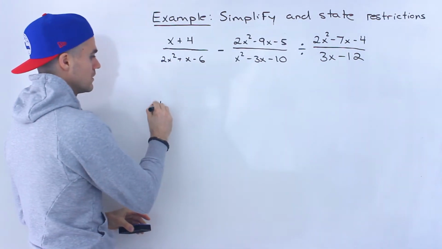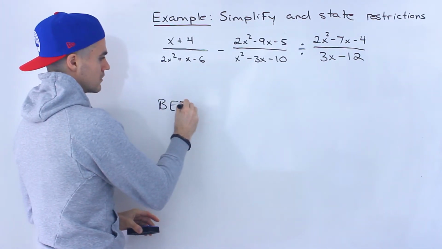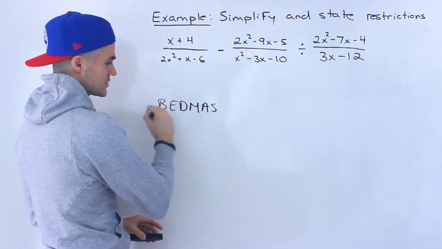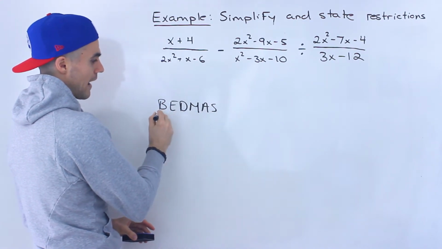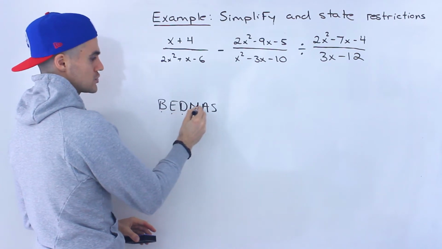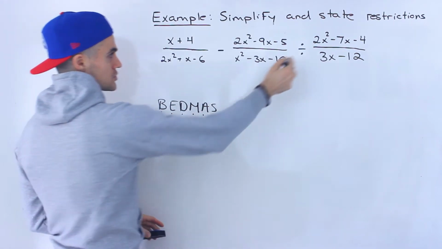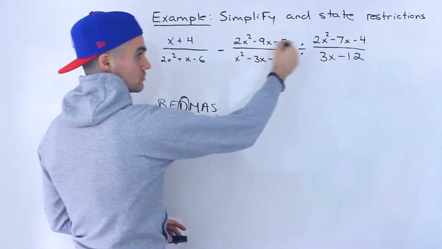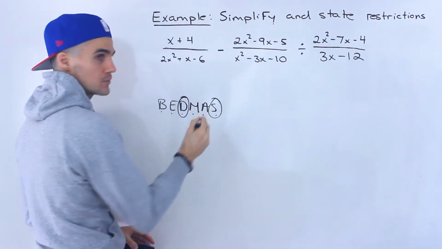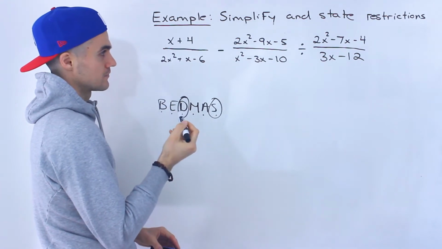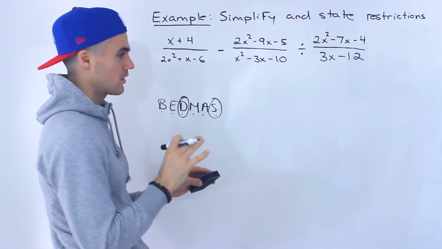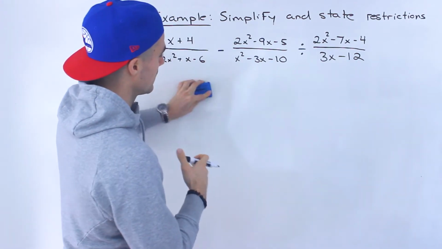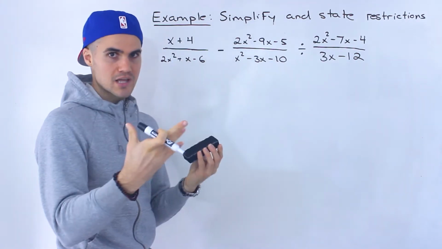So if you remember, what do all these letters stand for? Brackets, exponents, division, multiplication, addition, subtraction. Notice that this division we're going to have to do before doing the subtraction. That's the trick, that's the unique part of this question compared to the previous examples that we did. But other than that, the same general steps are still going to apply.